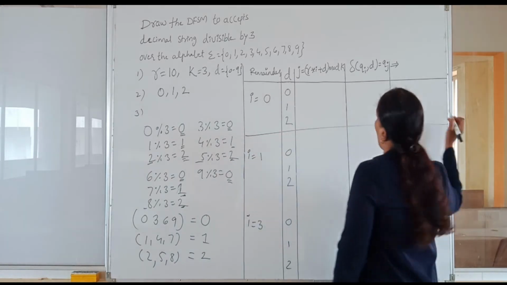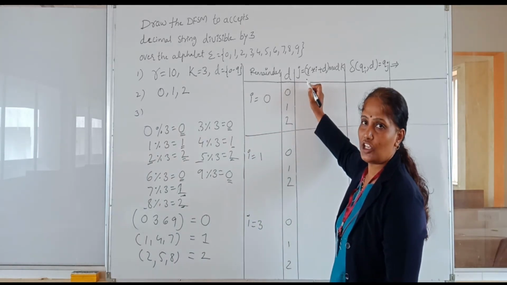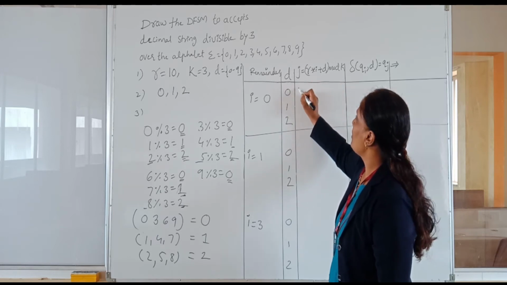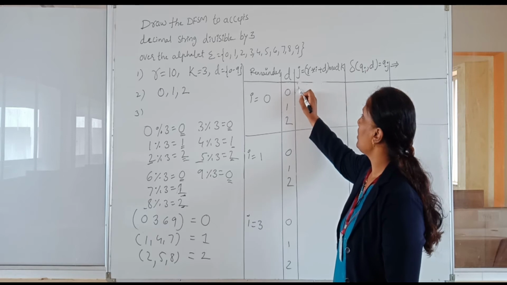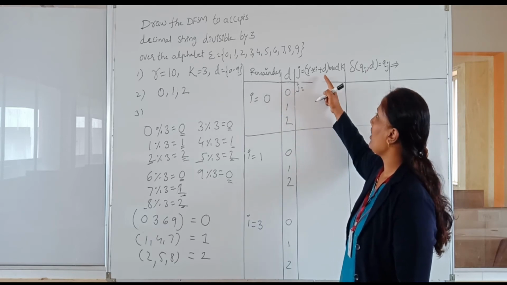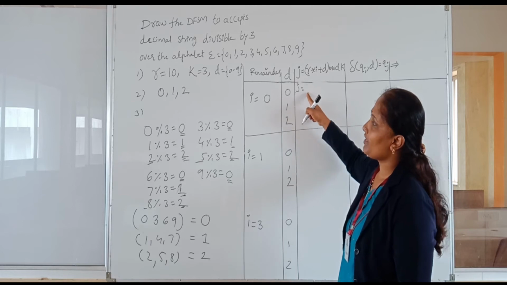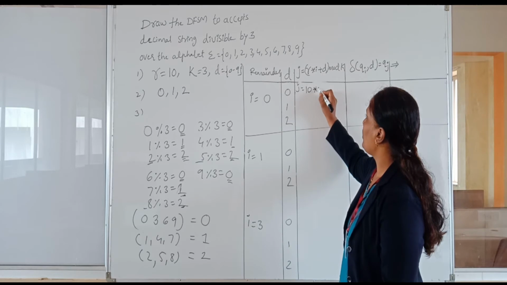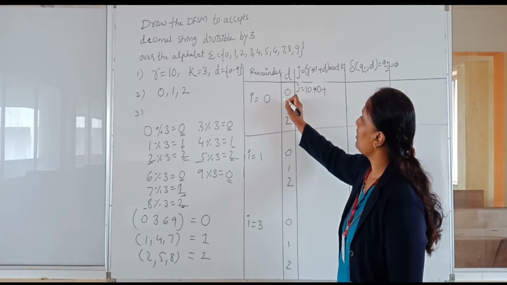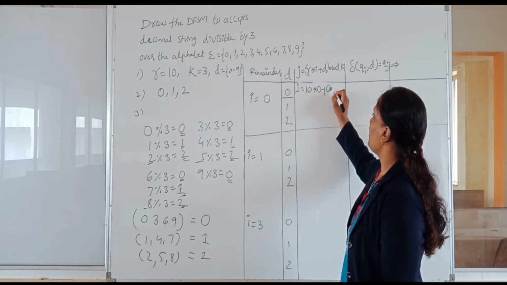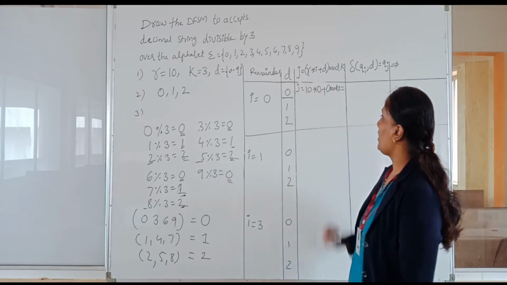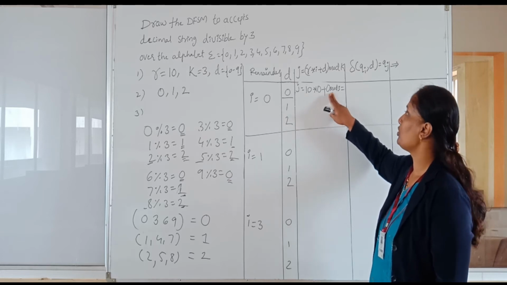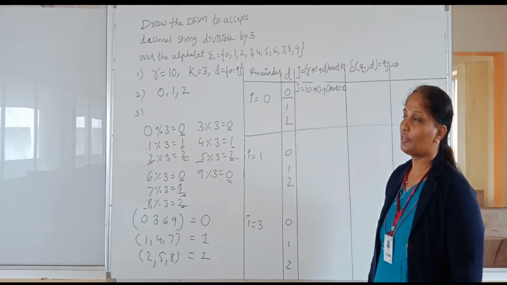Next, I am going to apply the special relation to find the next transition. So for a new transition, J equals (R into I plus D) mod K. What is the R value? R equals 10. What is the I value? I equals 0. And the D value is 0 in this case. Next, mod 3. So what do I get? 10 into 0 is 0. 0 plus 0 is 0. 0 mod 3 is 0 itself.